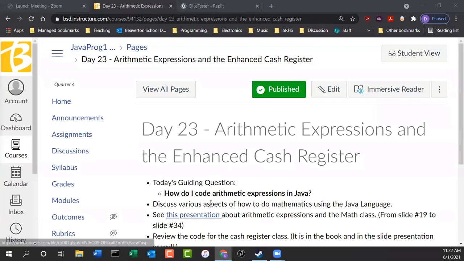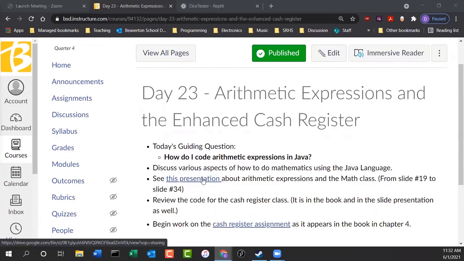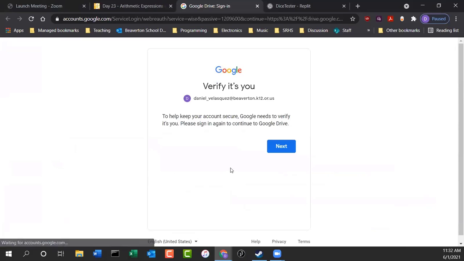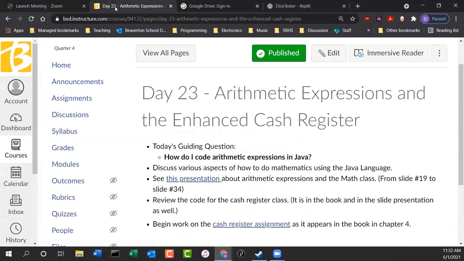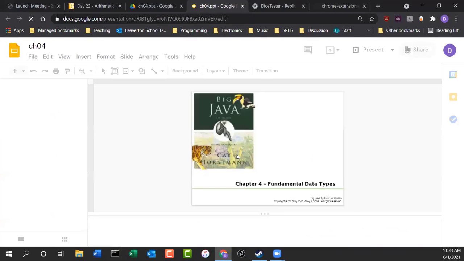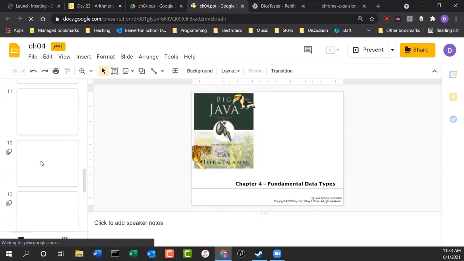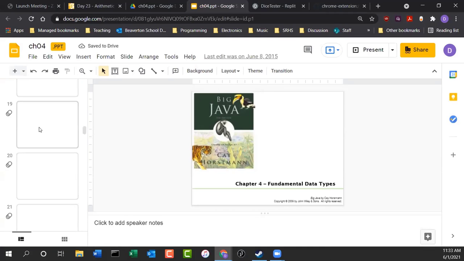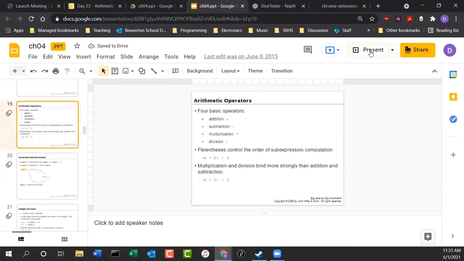So we want to discuss various aspects of how to do mathematics using the Java language. You don't write it like you do in math class. Again, the computer's not very smart, so you have to write it a very specific way. So we're going to take a look at the presentation and see how we go about doing that. I always forget to look at the slide numbers, slide 19 through 34. So we have kind of a long lecture today. We're starting here today, arithmetic operators.